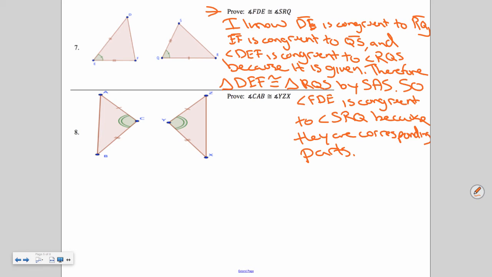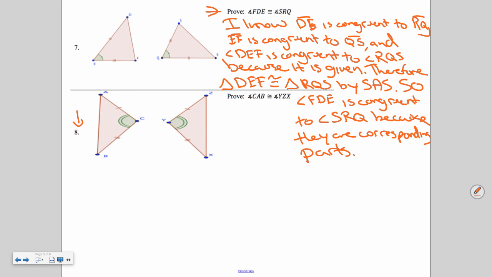So if you could try in the same process to prove, for example 8, what would that proof look like? Are you going to do a 2-column or are you going to do a paragraph? It does not matter how you do it, it's the same information, just written a couple different ways.